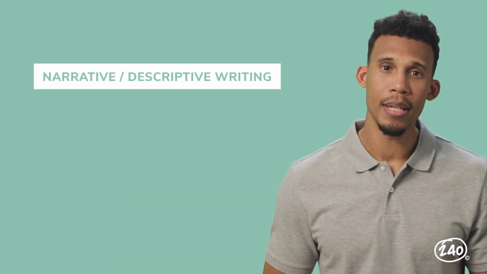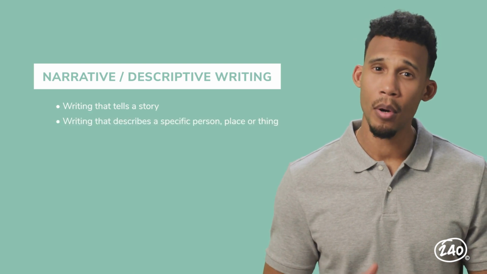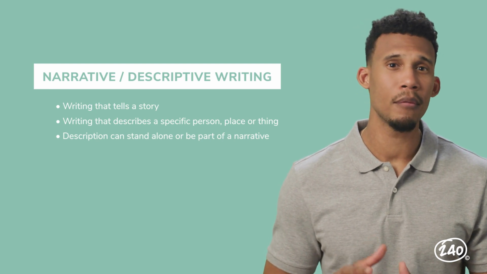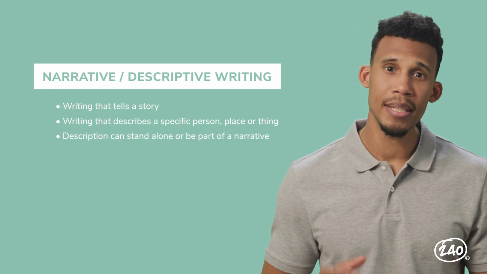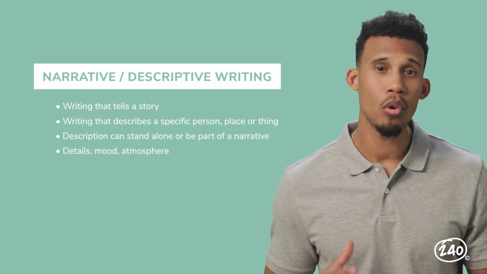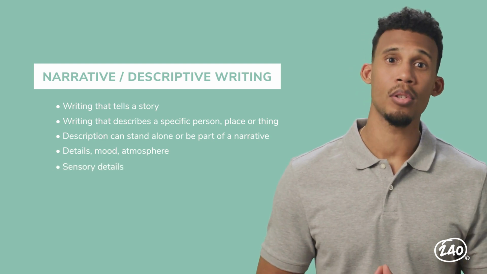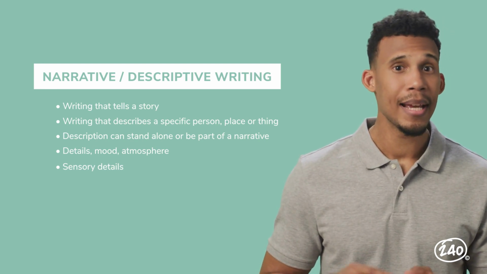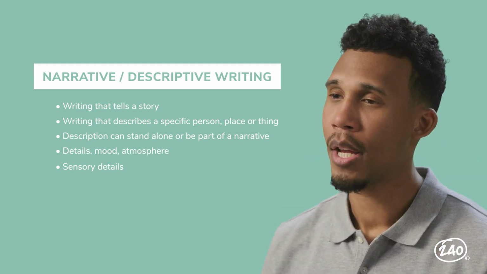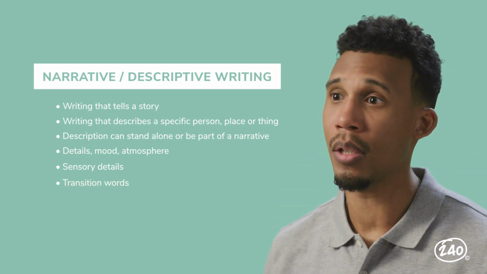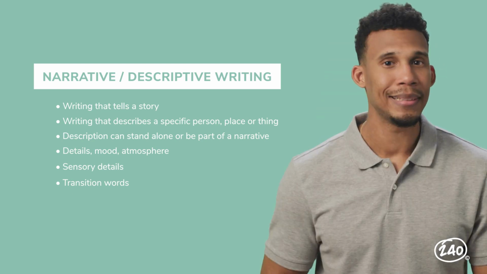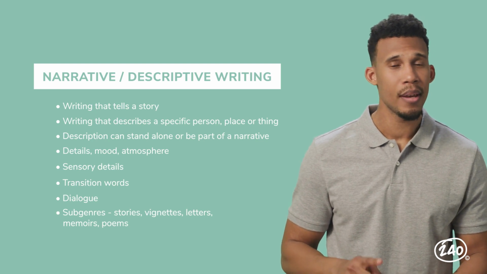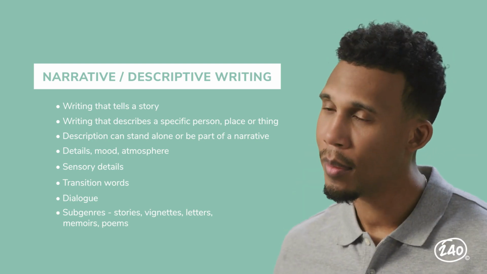Narrative or descriptive writing tells a story or describes a specific person, place, or thing. Descriptive writing can stand alone or be a part of a narrative. Descriptive writing uses detailed descriptions to help create a mood or atmosphere. Sensory details are often used and include descriptions of the sights, sounds, smells, taste, and how things feel in the story. Transition words create a sense of time and organize events in the story. Dialogue between characters may be used. Subgenres include short stories, vignettes, letters, memoirs, and poems.